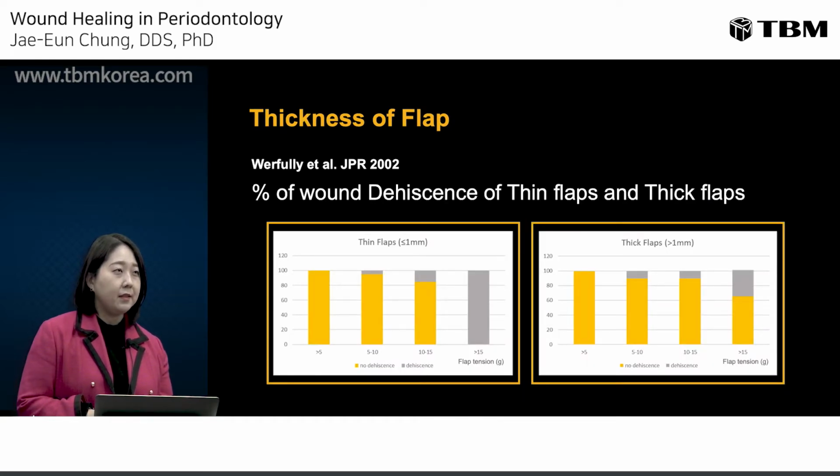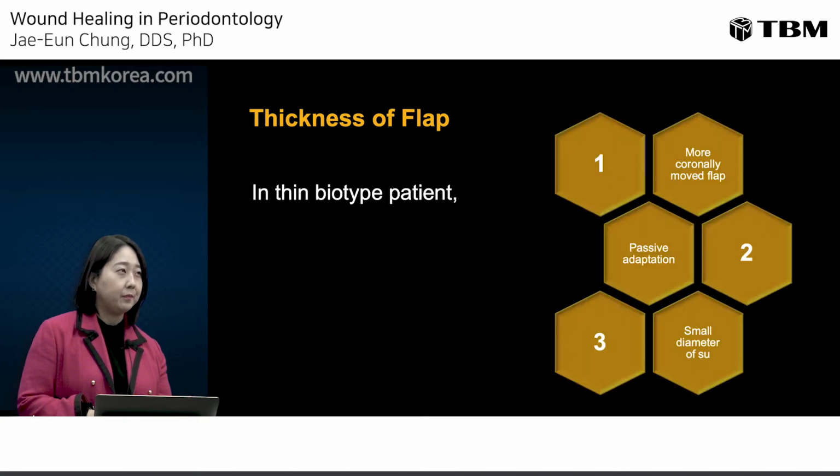Second, flap thickness is also important. According to a Welfle's study, if the flap tension is more than 15 grams, 100% wound dehiscence was observed at the wound site where the flap thickness was less than 1 mm. Therefore, in thin biotype patients, we should be more careful to avoid the dehiscence of the wound. The flap should be advanced more coronally without much tension, and the smaller diameter suture material will be a good choice.